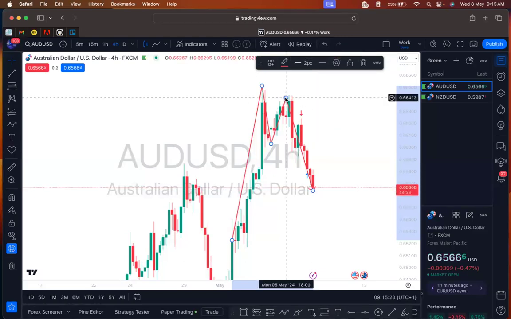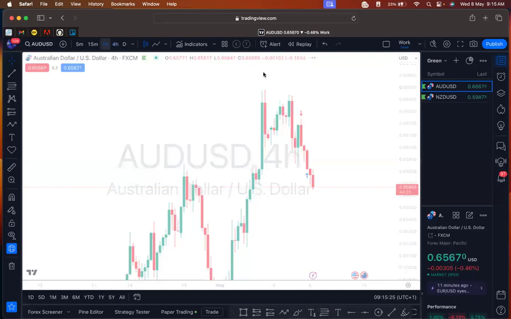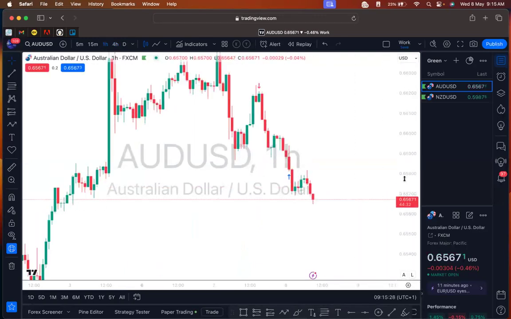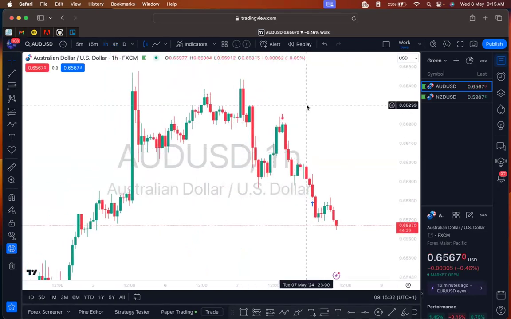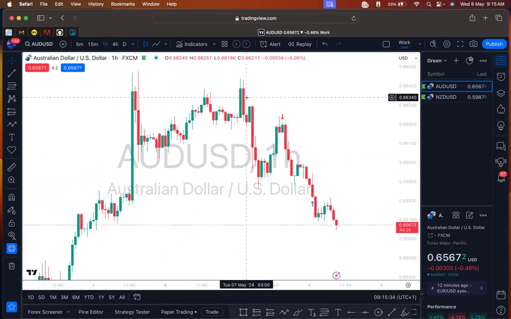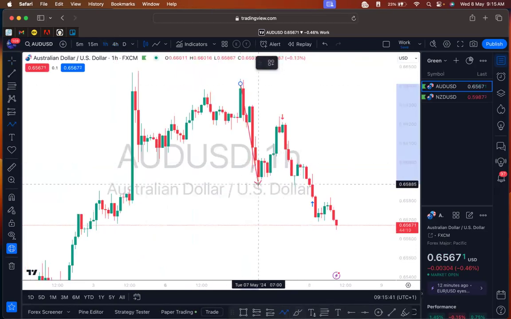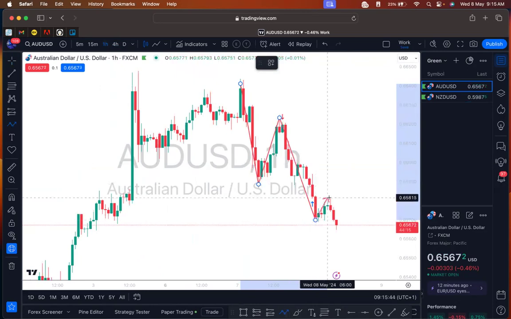So now, after getting this structure here, we're diving to the 1 hour time frame. Now, what are we looking for on the 1 hour time frame? We're looking at how can we actually continue this price movement? So if you look at this, you see that we have lower low, lower high, then another lower low, lower high. Do you understand?